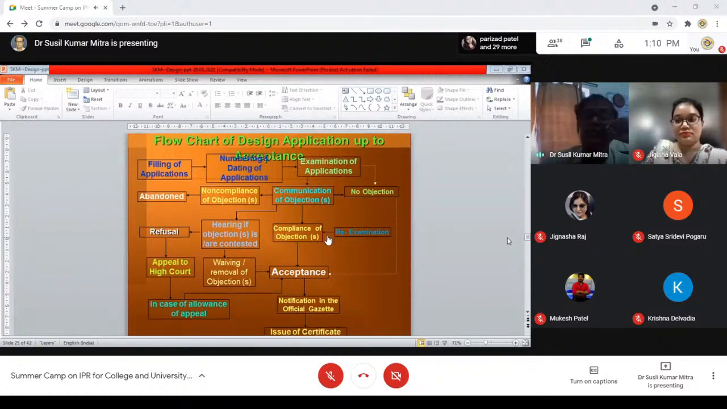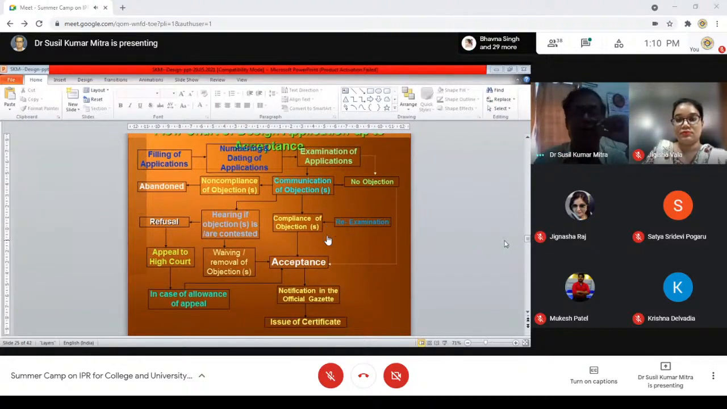And if your registration is not met, it will be refused after giving the hearing, and then you can appeal before the High Court. And also the High Court decision is binding upon the controller. If the High Court allows your design registration, then it will be registered, and after notification, that number will be entered into the register of designs, like patent also.